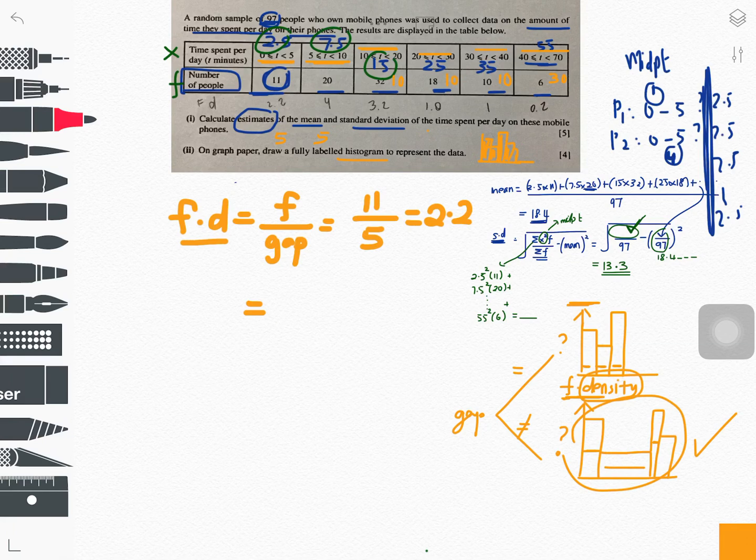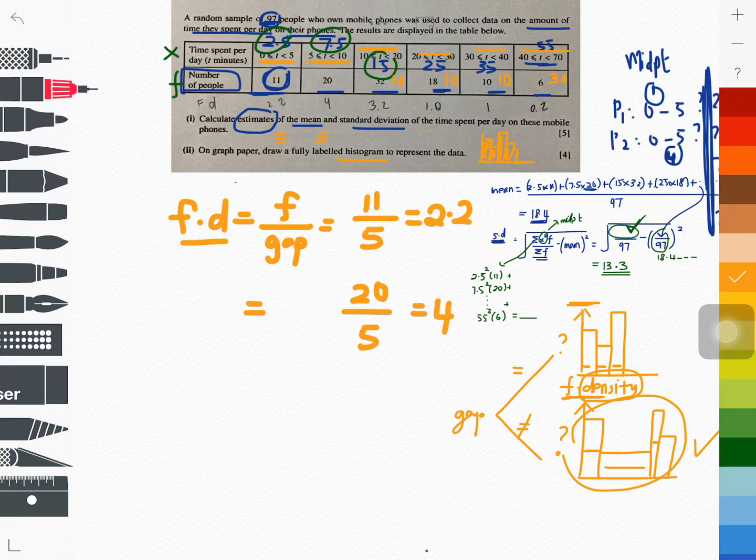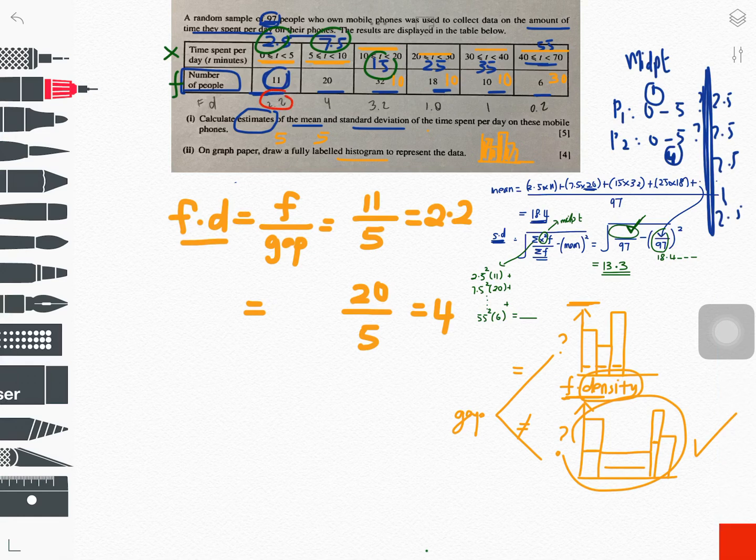Let's try for the next one. 20 divided by, what is the gap? 5. What is your answer? 4. So Sam has already helped you to get the frequency density. She already did it for all. Look at this. The frequency is 10. The gap is also 10. So she got the 1. You can do it like this.